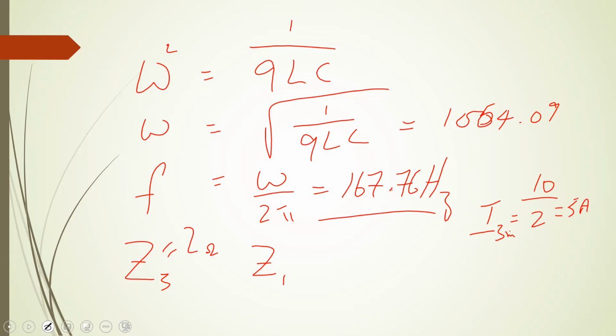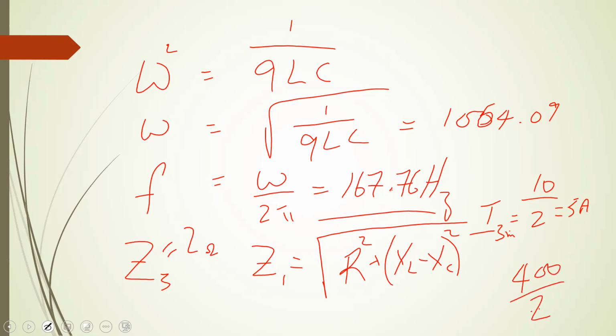All right. Now for Z1, how do we find impedance? Square root of R squared plus X squared. So we'll have to find that, because remember, the resonance is only occurring at the third harmonic. So you'll find XL and XC, square them, find the difference, find the square, add to R squared, find the square root. And then you divide the fundamental, which is 400 over Z1.